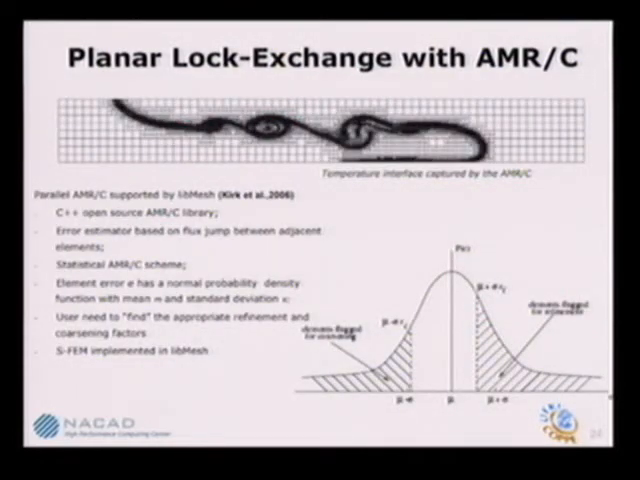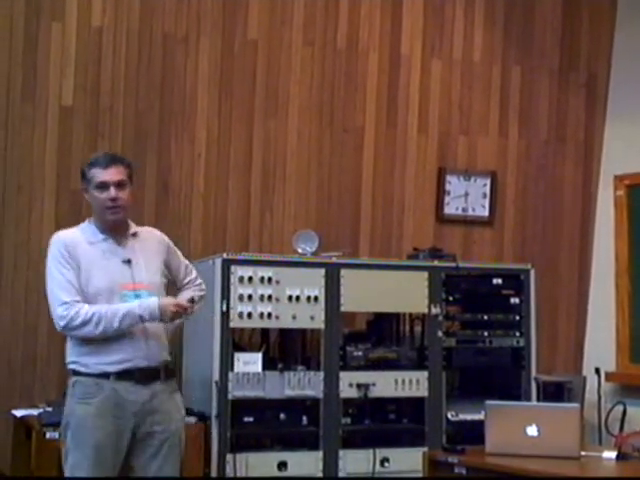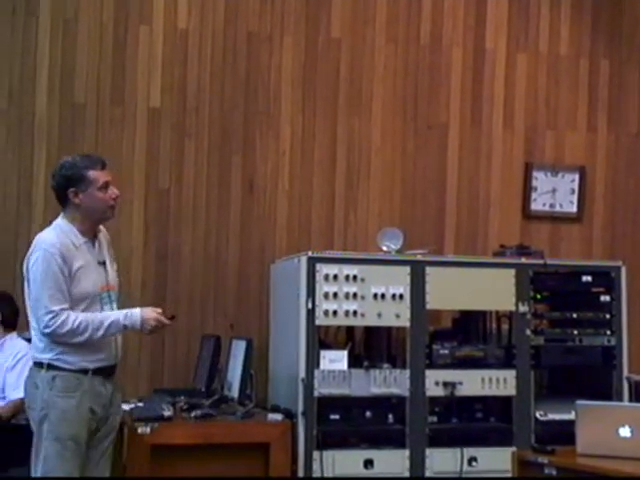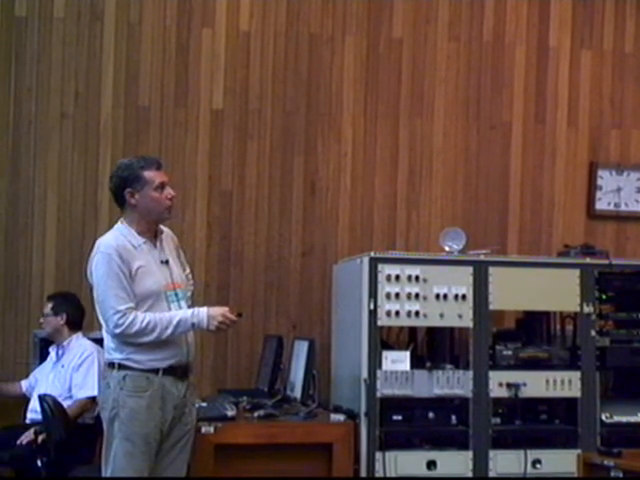This is the temperature captured by our adaptive mesh refinement and coarsening. See, look at the second one here that starts to appear. Again, this is computational stuff. We do parallel adaptive mesh refinement and coarsening supported by the libMesh package, which has been under development at the University of Texas at Austin. We collaborate with the Institute for Computational Engineering and Sciences at UT Austin. We have done our developments with libMesh since around 2006. It's a C++ open source library.